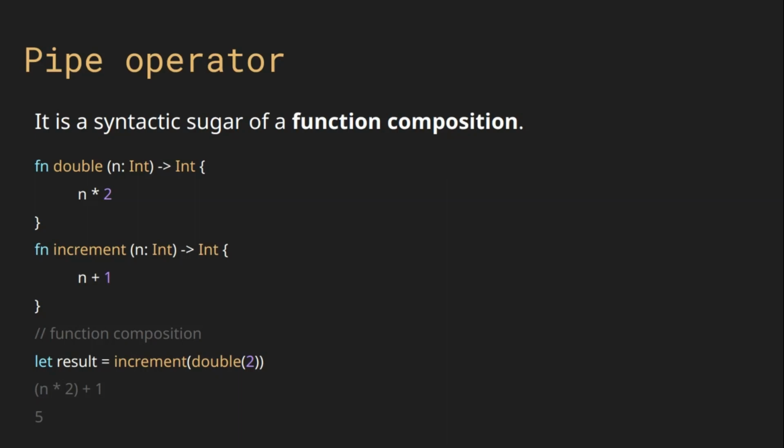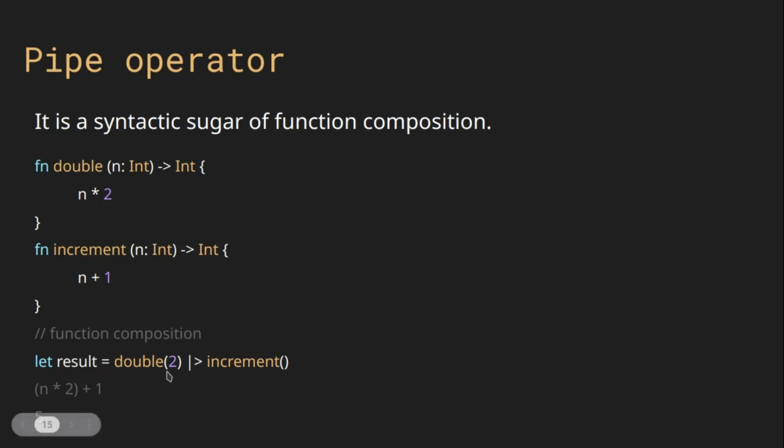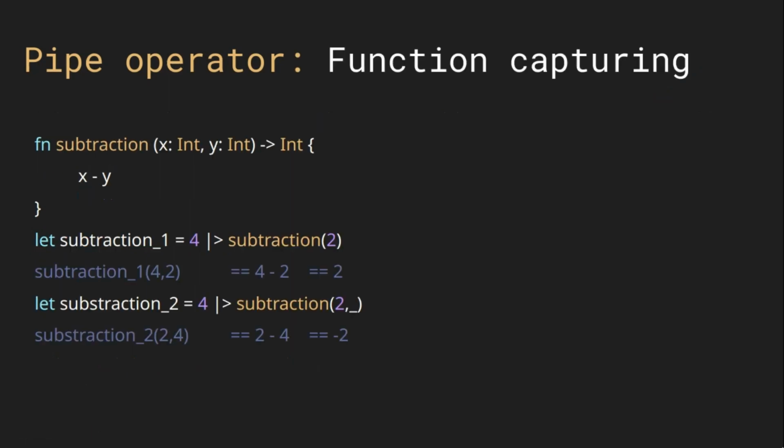You can re-express this with the pipe operator, like this. First, here you have a value of 2, and then you apply it to the double function, and the result of it, you take it as input to the increment function with this operator. So that way you have a simpler way to express function composition. Okay, so far so good.